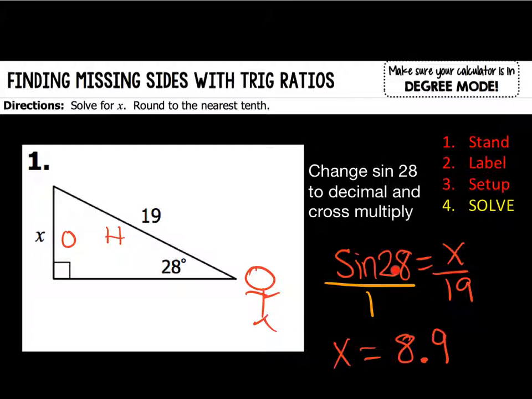Let's change the sine of 28 into a decimal. We'll carry it out 4 decimal places. Once we get a decimal, we're going to cross multiply and solve for x. And we get x is equal to 8.9.